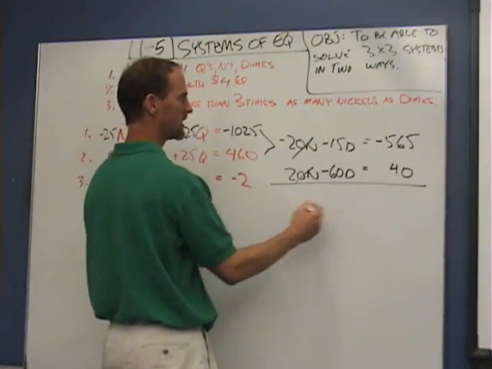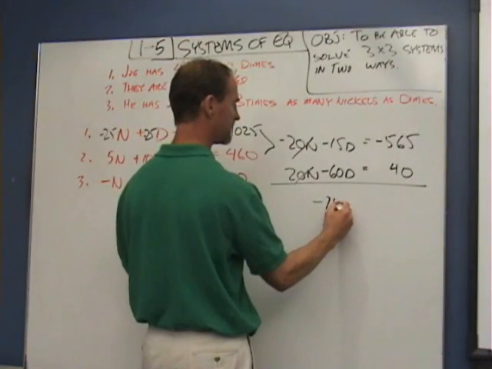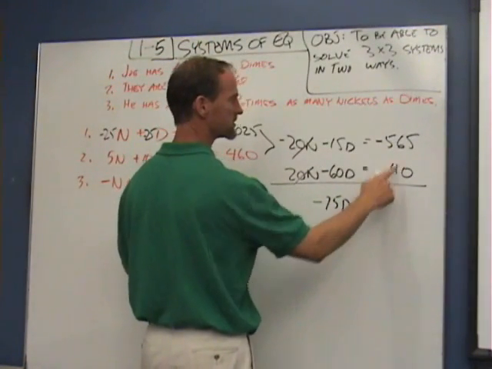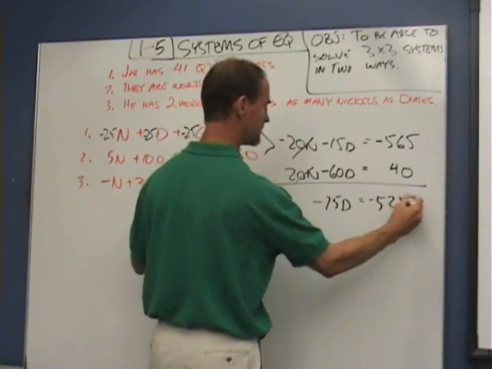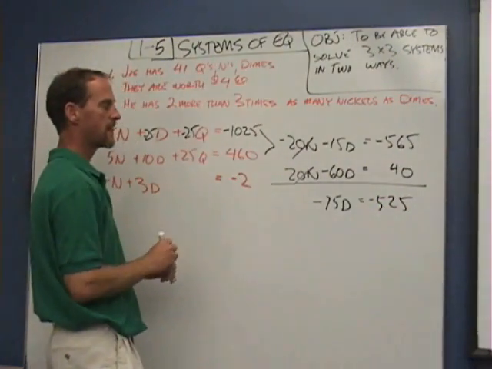These cancel out. I get -75d equals a -525. Okay?